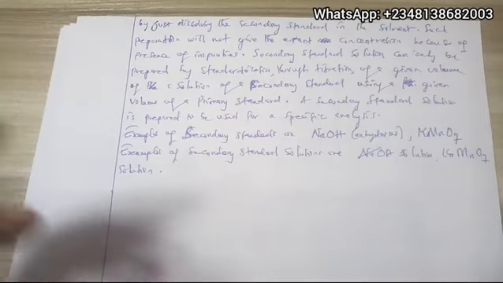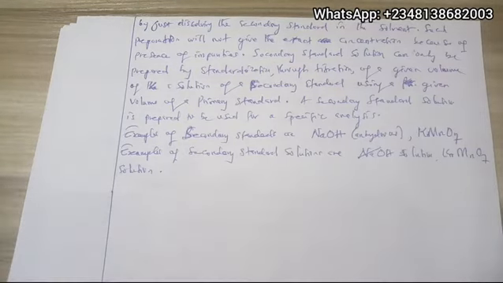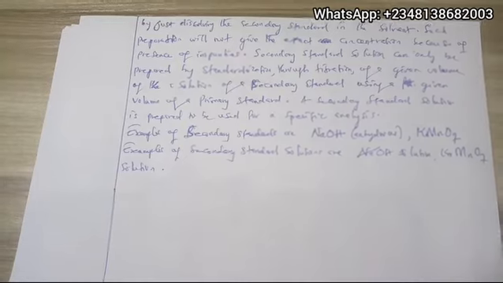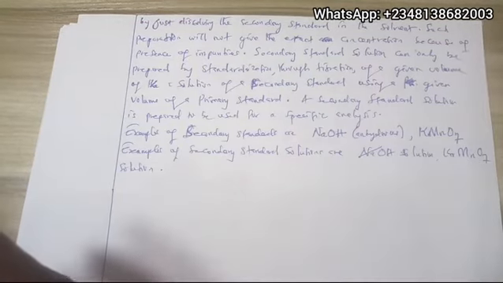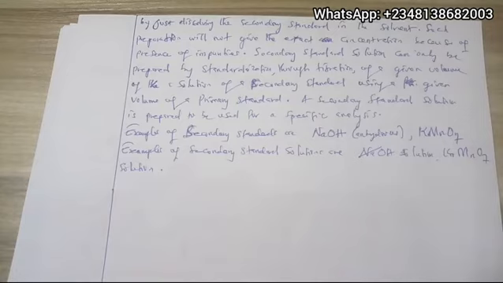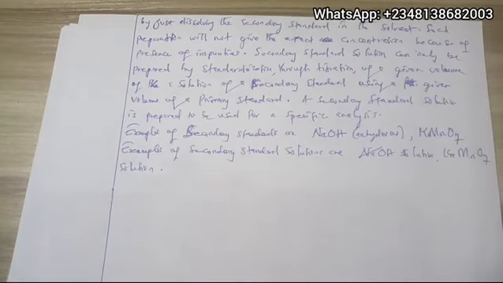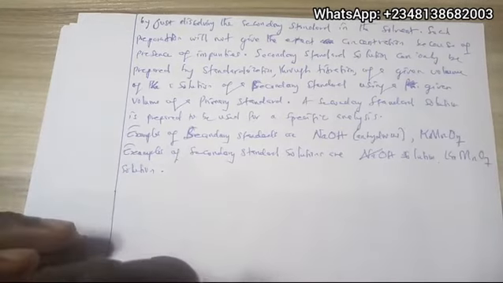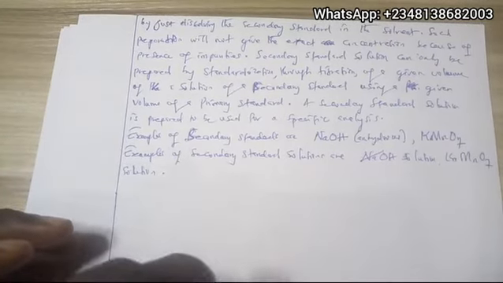You now prepare a solution of a secondary standard of known volume. Then you titrate the secondary standard against the primary standard. If you do that, you are carrying out a reaction. The only species of the secondary standard that will react with the primary standard is the pure secondary standard. The impurities will not react with the primary standard.